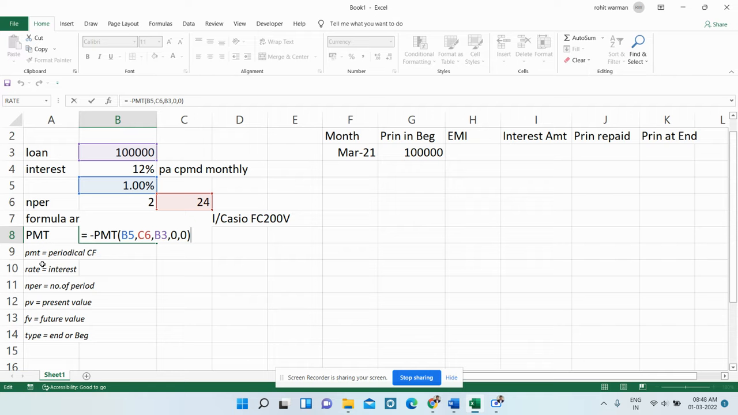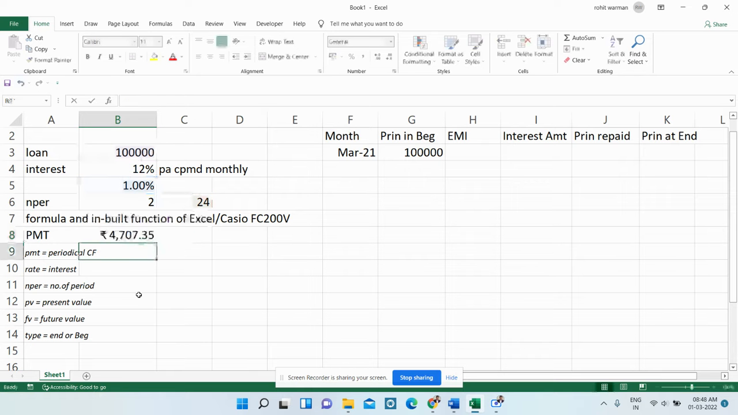So again, PMT stands for the periodical payments. Now it has multiple uses. In the loan case, we are finding the EMI. When it comes to investment, we go with the SIP. Same way, rate is the interest rate. We divide it by 12 because by default it is compounding monthly. Number of periods is 24 months. Present value is the principal. There is no future value, and the type has to be end only, not beginning.